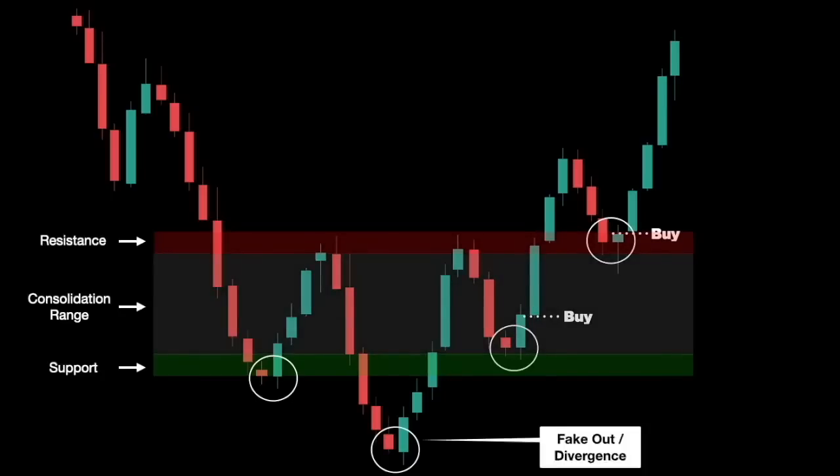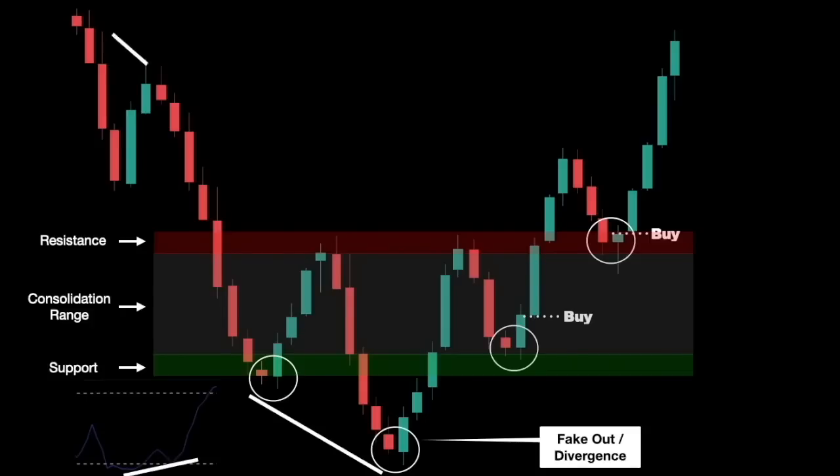The fake out can also indicate a divergence between the price and an oscillator, such as the stochastic or the relative strength index. Price shows a lower low, but the oscillator shows a higher low. This means that a reversal is soon going to happen. Price is simply gathering more liquidity before pushing to the upside.